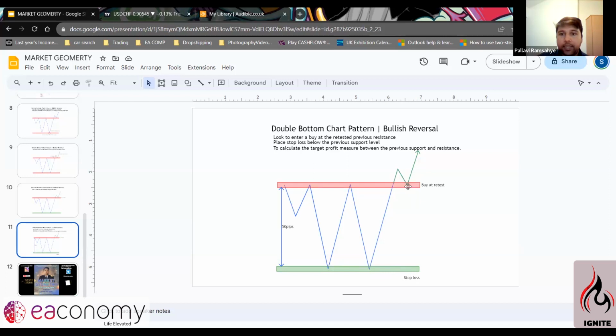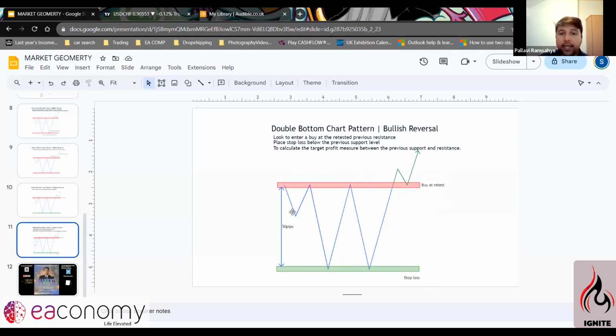You can place it below the previous resistance, but personally, I like to place it below the previous support. It just gives it that much breathing room. It gives your pattern, your trade, a lot of breathing room, so you're not just placing it maybe 10 pips right close to the entry, okay?